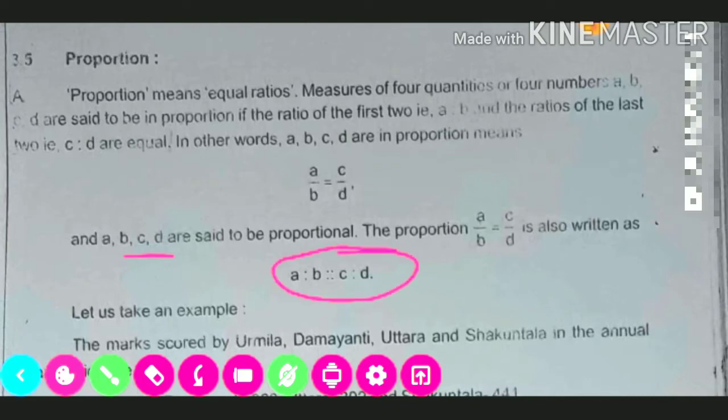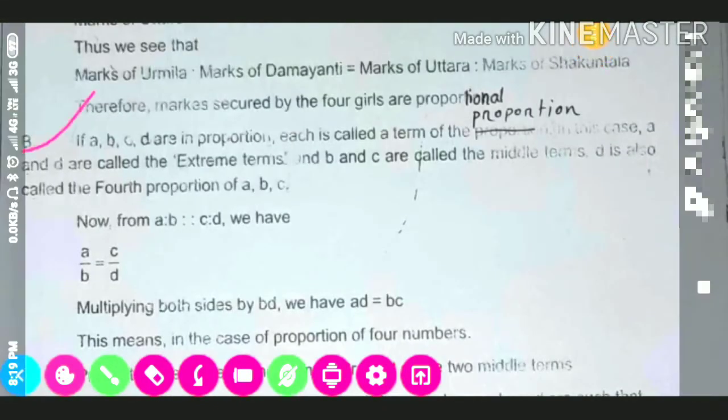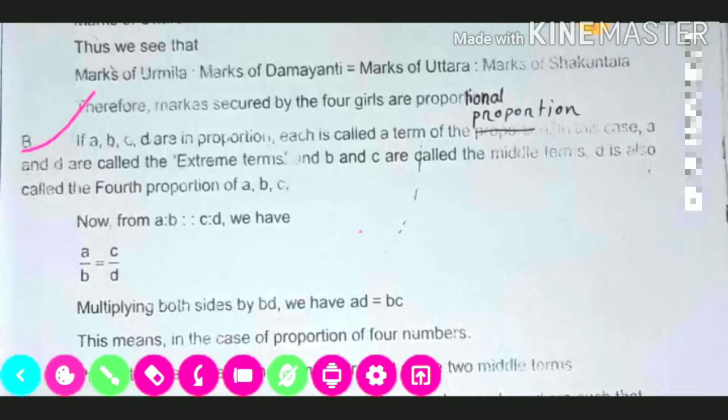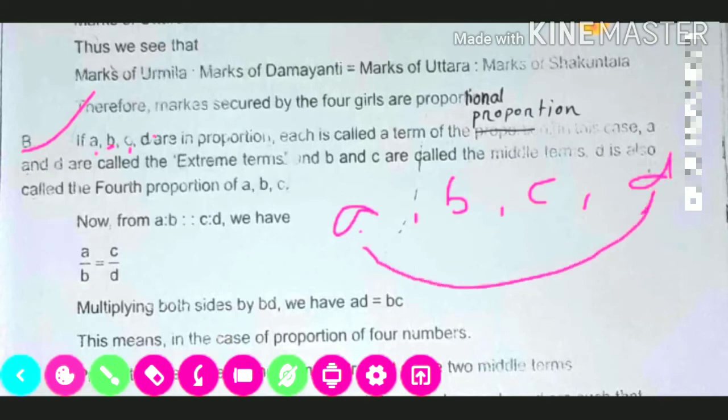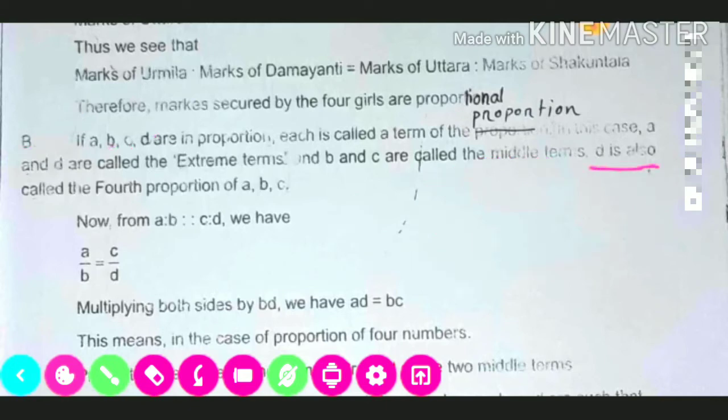Now we will learn more details about proportion. Now see number B. If A, B, C, D are in proportion, each is called a term of the proportion. This A is a term, B also a term, C also a term, D also a term of this proportion. So A and D are called extreme terms, and B and C are called middle terms. D is also called the fourth proportional of A, B, C.